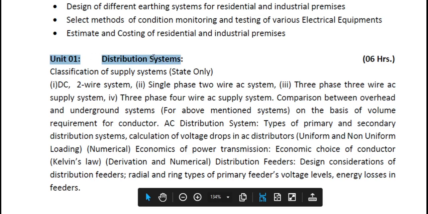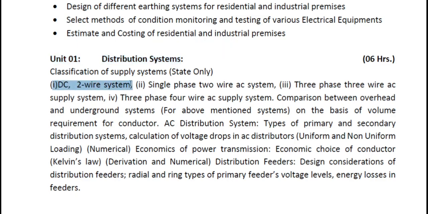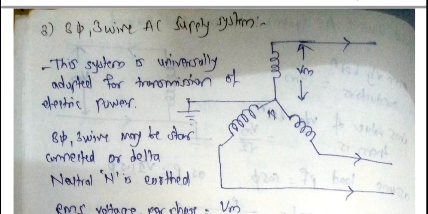We have started with unit number 1 and we have finished these 2 points. Today we will discuss the third supply system, that is the 3-phase 3-wire AC supply system. This is the diagram to be drawn in the exam. Let's say this 3-phase 3-wire is connected in star fashion. So at the center of the star you will get the neutral.